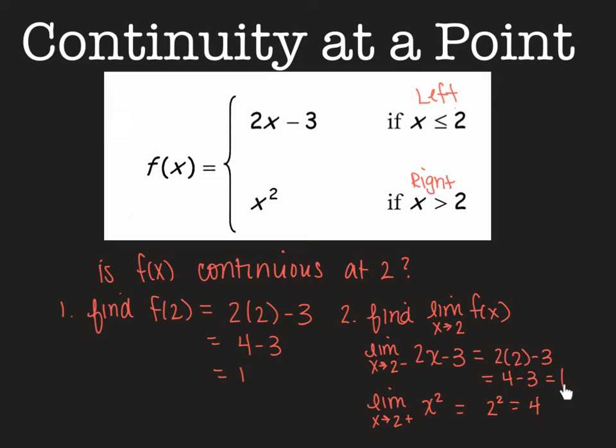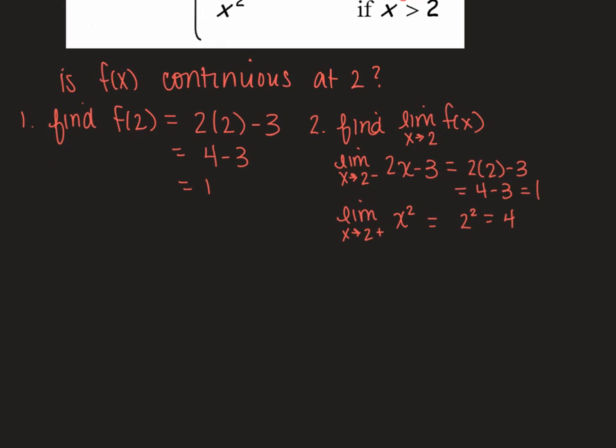So the limit from the left was 1. The limit from the right was 4. Those are clearly not the same numbers. So that means that this limit does not exist. Okay, so we can write that out in a little conclusion statement.